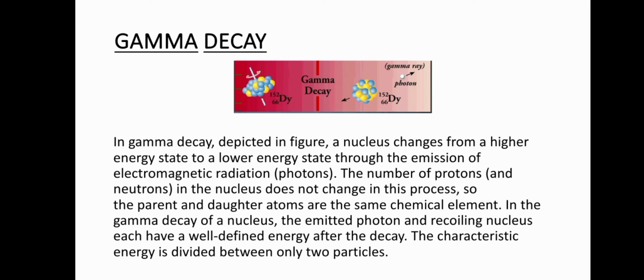Gamma decay. In gamma decay, depicted in a figure, a nucleus changes from a higher energy state to a lower energy state through the emission of electromagnetic radiation, that is photons. The number of protons and neutrons in the nucleus does not change in this process, so the parent and daughter atoms are the same chemical element in the gamma decay of a nucleus. The emitted photon and recoiling nucleus each have a well-defined energy after the decay. The characteristic energy is divided between only two particles.